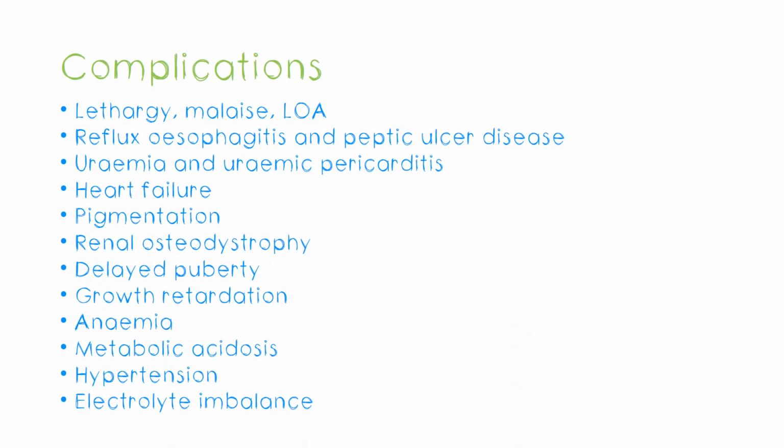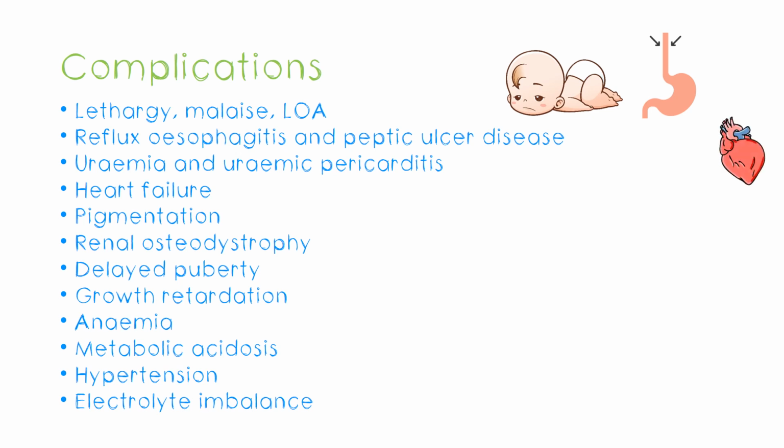So, what are the complications of CKD that we have to check for in the history and examination? As I said before, children present with constitutional symptoms like lethargy, malaise, and loss of appetite that may be due to uremia or other causes. They can get esophageal inflammation associated with reflux and peptic ulcer disease. They can also get uremia and uremic pericarditis and heart failure due to fluid overload or effects of uremia. Other features like pigmentation, renal osteodystrophy due to hypocalcemia are also seen.